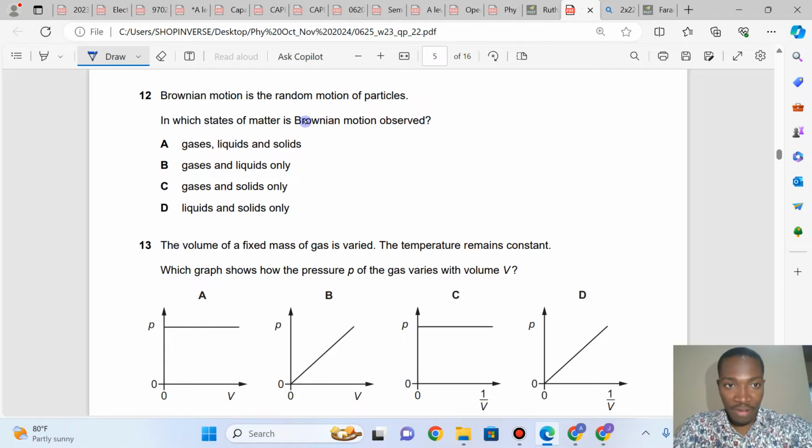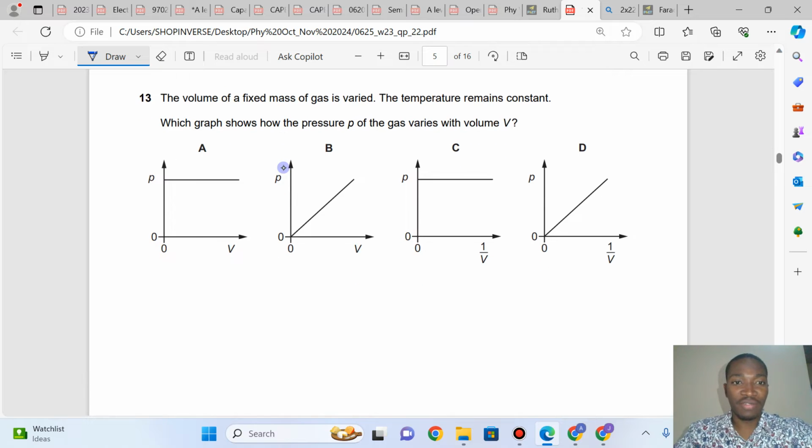We go straight to question number 12. Brownian motion is the random motion of particles. In which state of matter is Brownian motion observed? Gases, liquids, solids. The particles of solids can only vibrate about their main position. They don't move about randomly. But Brownian motion is a random movement of particles. So particles of solids do not move randomly, while the particles of liquids and gases move randomly. So it's only liquids and gases. That's the only case where you can observe Brownian motion.